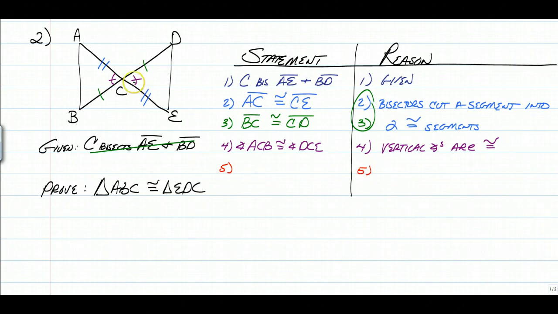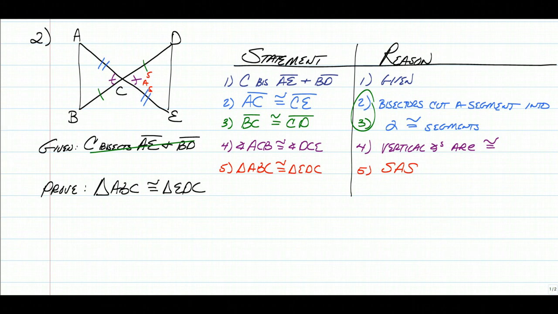So once you have 3 pieces, again, we have a side, an angle, a side. This is side, angle, side again. So we can say the triangle ABC is congruent to triangle EDC by side, angle, side. All right, so there you go. There's 2 examples of proofs done for you.